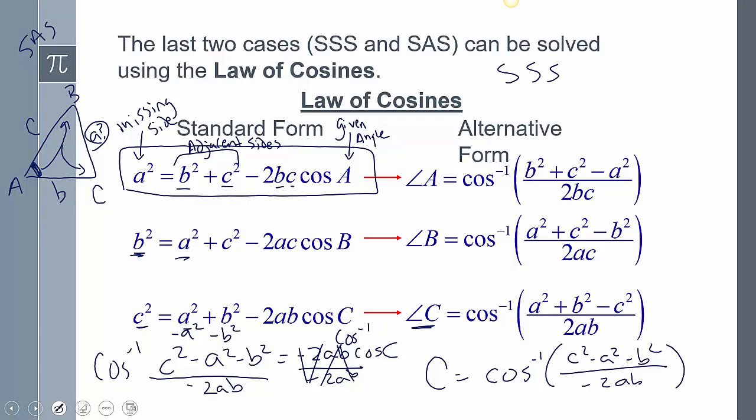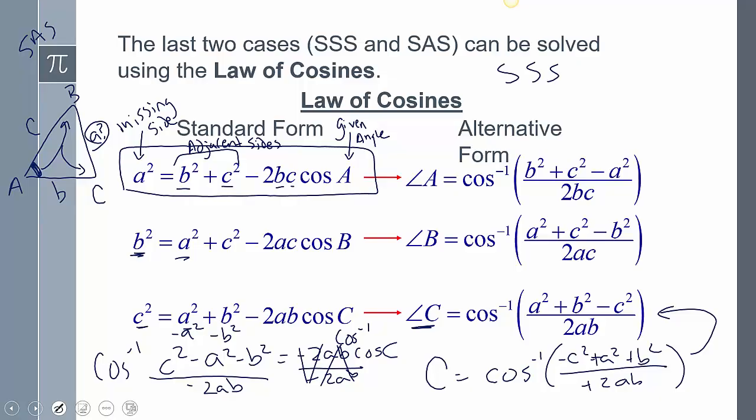Or in this case, how did I get from here to here? I just divided the negative through. So then the negative disappears. That was a negative, that's a positive, and that's a positive, right? That's basically what happened. And that's how you get the formula that's above.